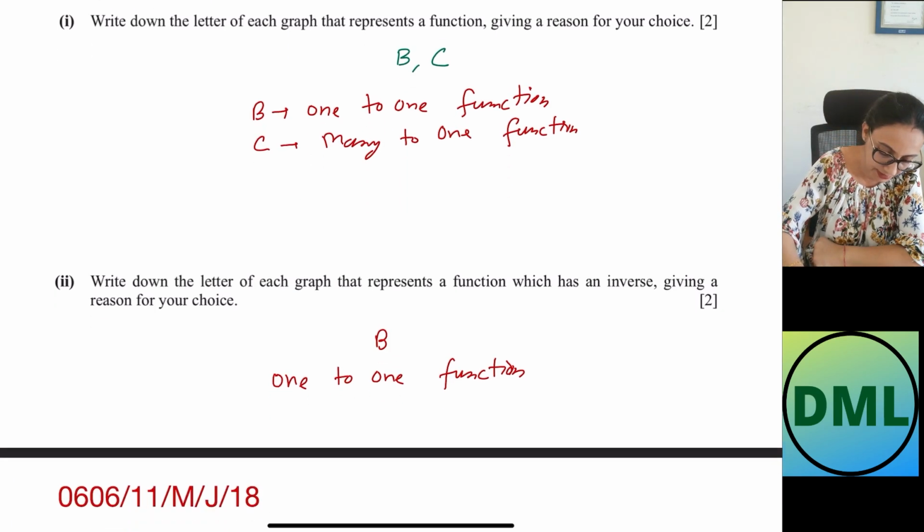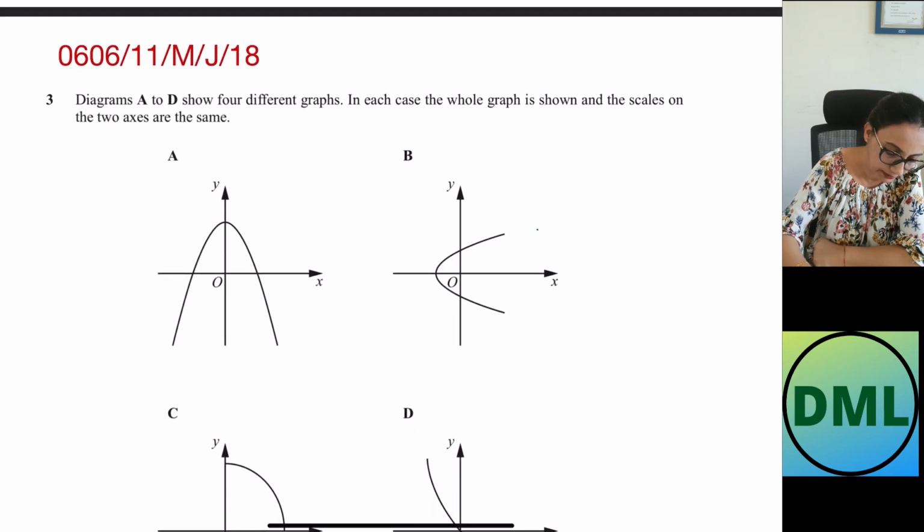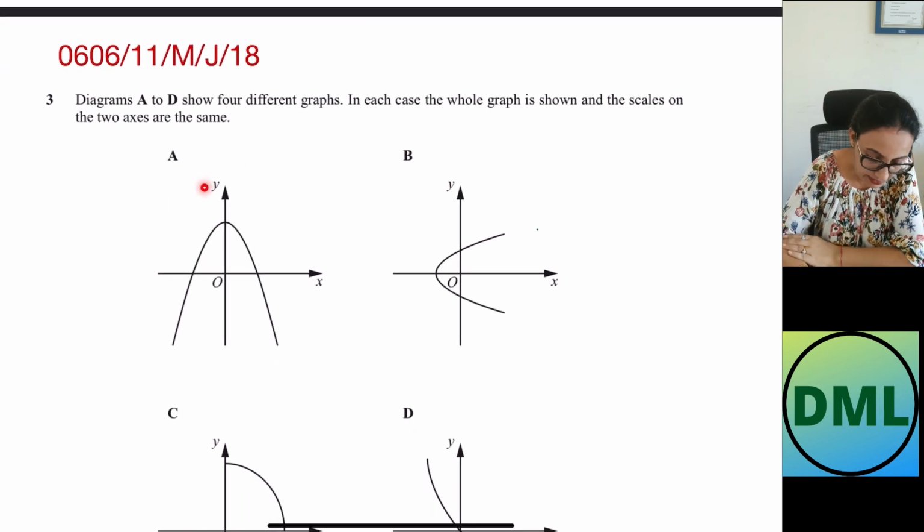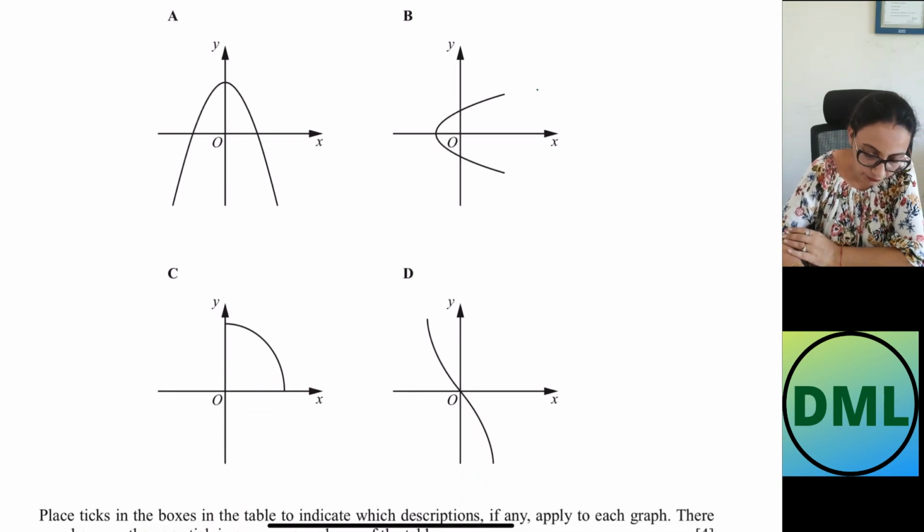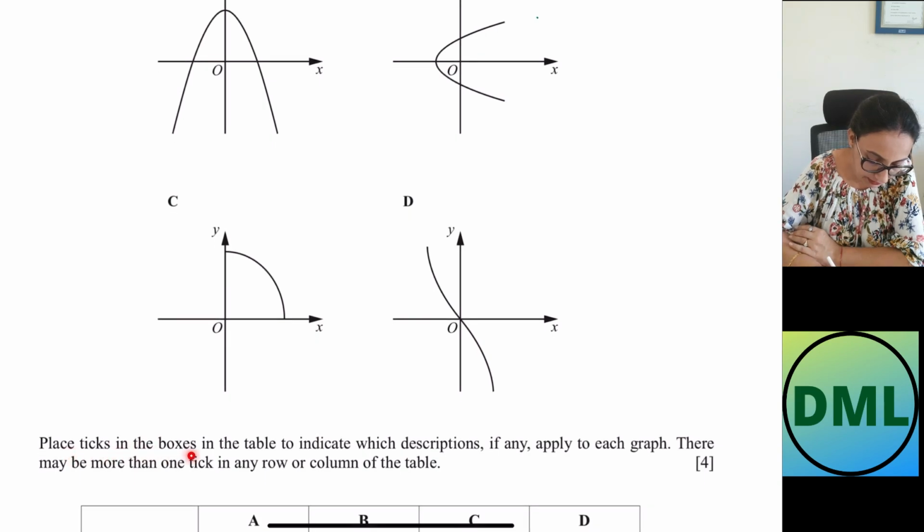Let's see the third example. This is again the past paper question we have. This is a graph in front of us. Let's see the graph here. So there are 4 graphs in front of us. What he's asking us, place tick in the boxes in the table to indicate which descriptions, if any, apply to each graph. There may be more than one tick in any row or column of the table.